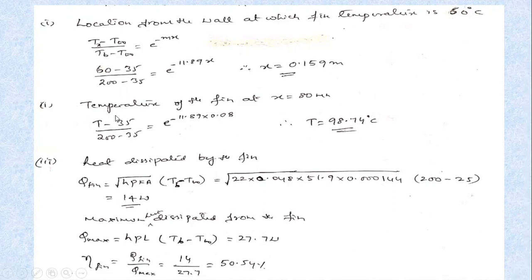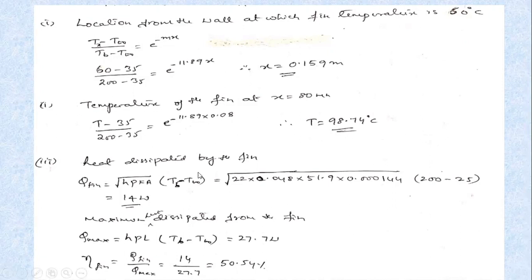In the second case, he has asked to find the temperature of the fin at x equal to 80 mm. Because we have to find the temperature, T minus T infinity, which is 35, divided by 200 minus 35, equals e to the power of minus m x. The value of m remains the same, and x is given as 80 mm, that is 0.08 meters. Simplifying this expression, we get a temperature of 98 degrees centigrade.